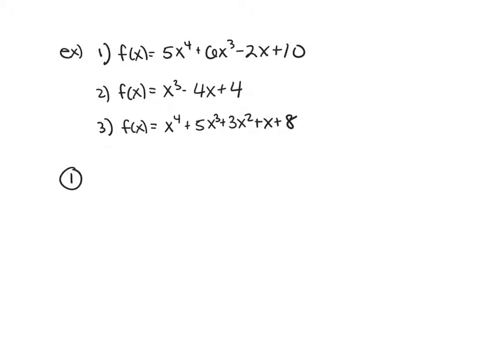So, for the first one, this is an Eisenstein polynomial. If we choose 2, if you look at our coefficients, the leading coefficient is not a multiple of 2. All subsequent coefficients are multiples of 2. And the last one is not a multiple of 4. That meets all of the criteria, and so we can say that it's irreducible.